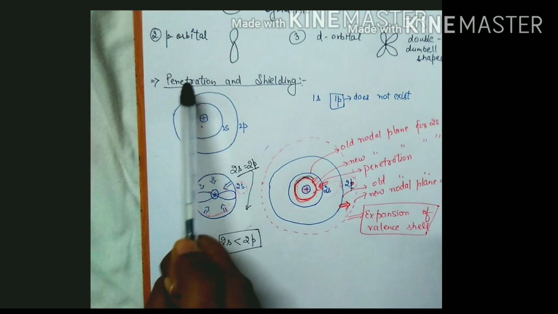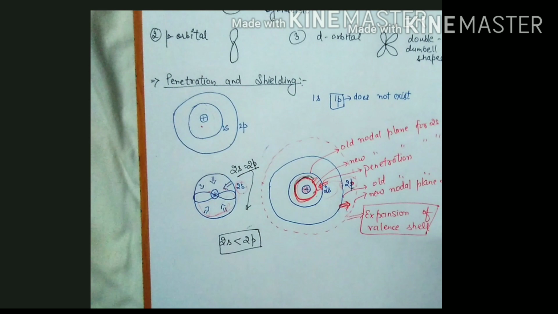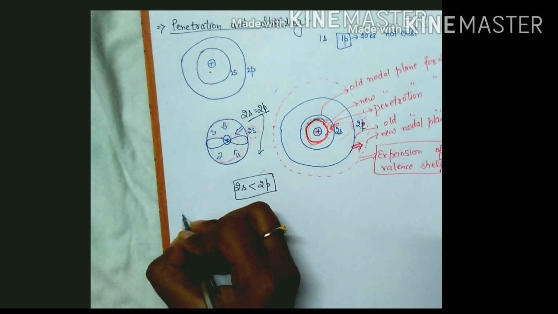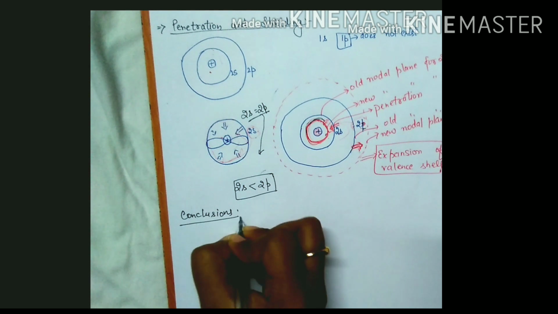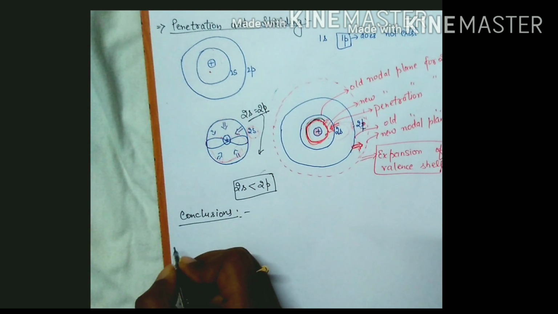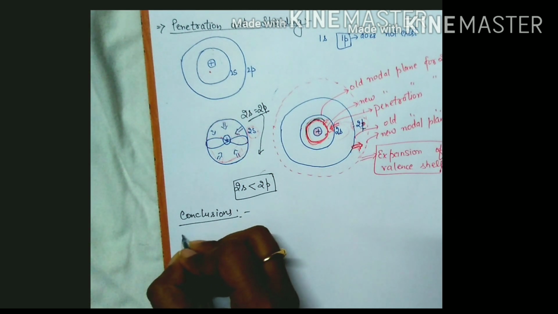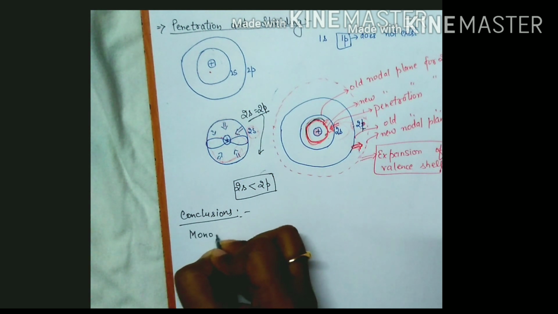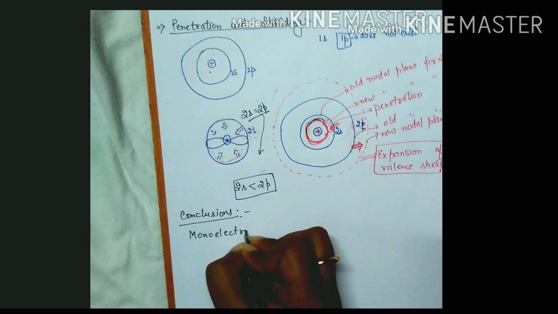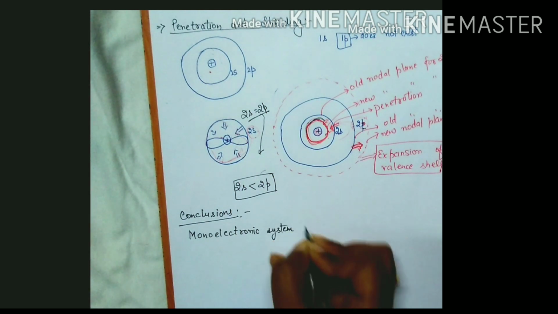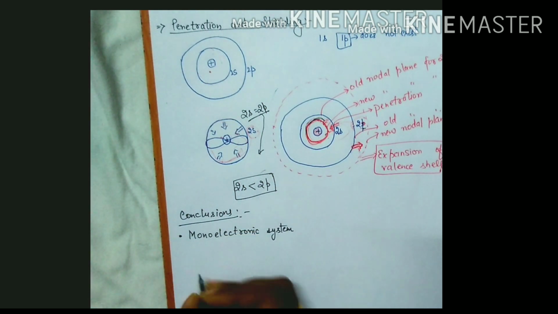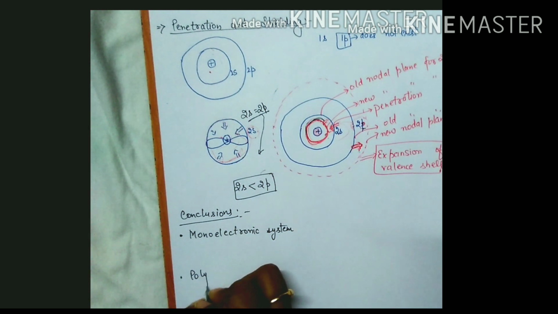Okay, so this is a complete phenomenon of penetration and shielding. It is a very important phenomenon. So what important conclusions can we draw from here? See, the conclusion is that we have two types of systems. One is your monoelectronic system, and the other is your polyelectronic system.